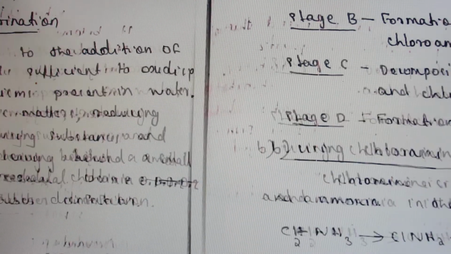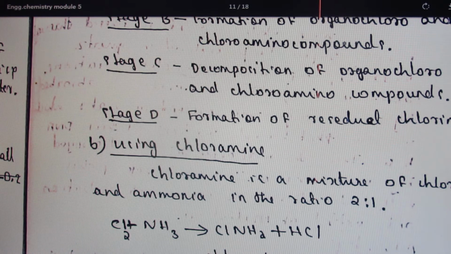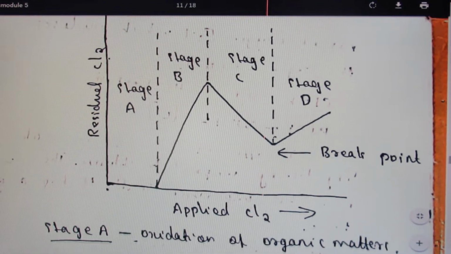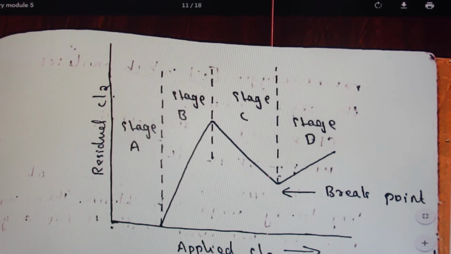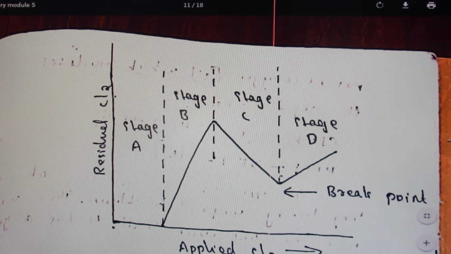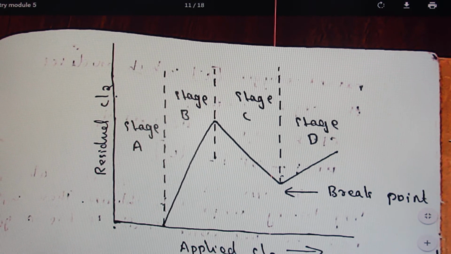Breakpoint means a sufficient amount of chlorine is added for the disinfection purpose, or free residual chlorine begins to appear at a particular point. That means sufficient chlorine is there in water and free chlorine begins to appear. That point is called breakpoint chlorination.